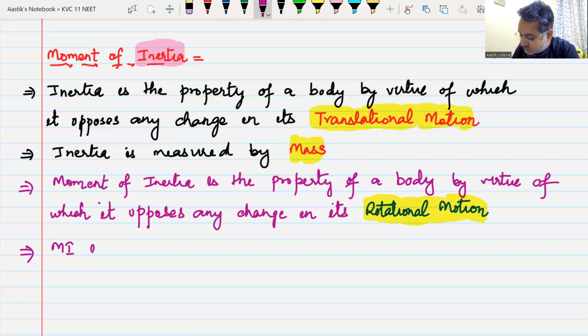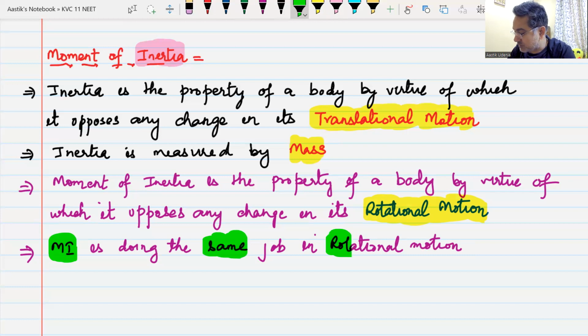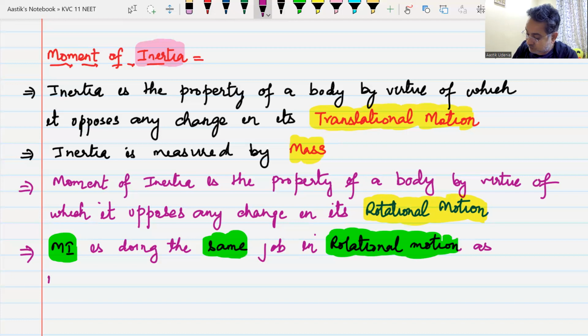The property of a body by virtue of which it opposes any change in its rotational motion. Moment of inertia, MI, is doing the same job in rotational motion as what mass was doing in which motion?